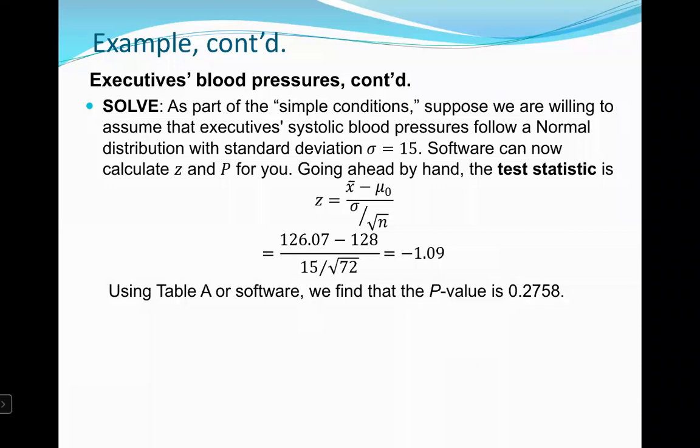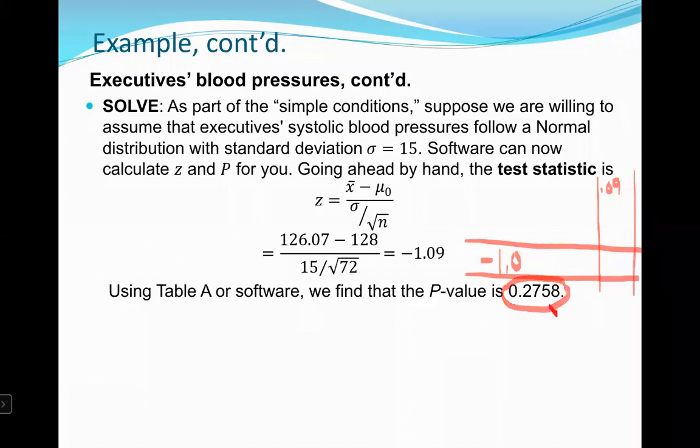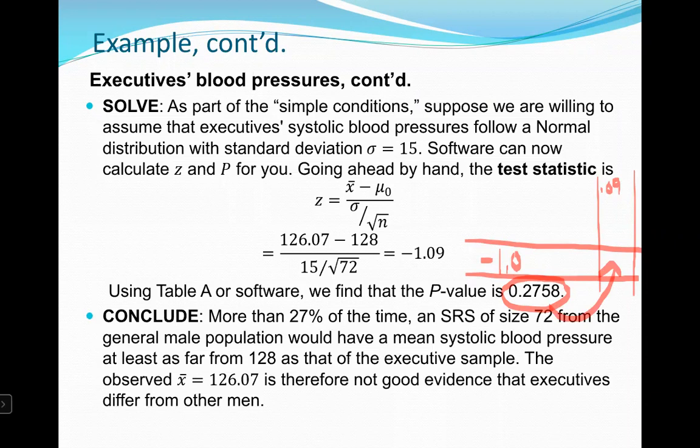0.2758. So in table A, you would find the row that said negative 1.0. You would follow that row over to a column that read 0.09. You would put those two together to come up with your negative 1.09. And in that intersection, you would find then the 0.2758. And then we make a conclusion.